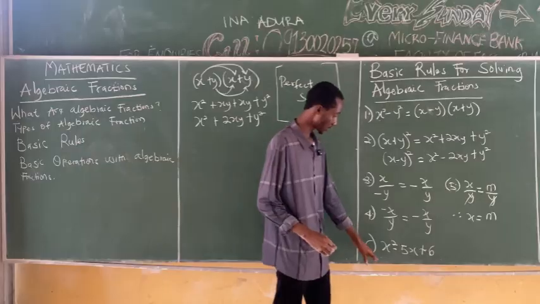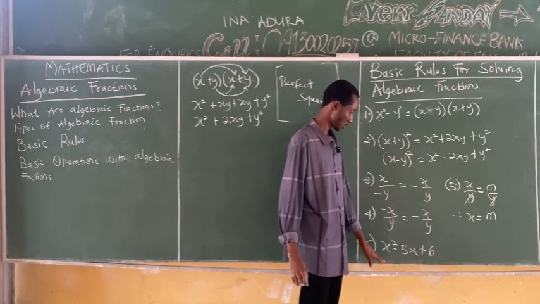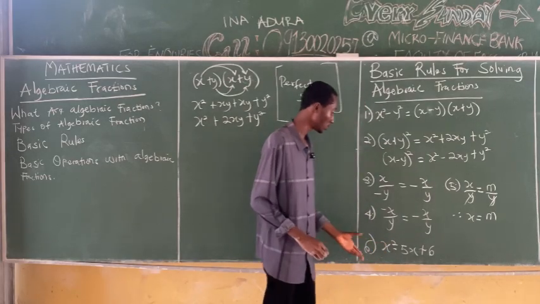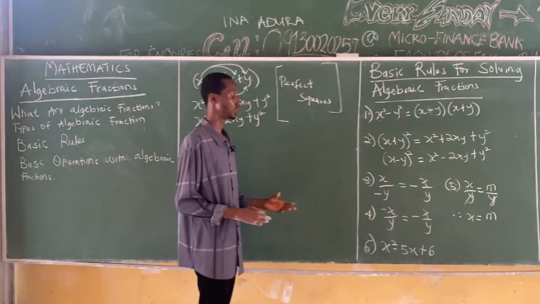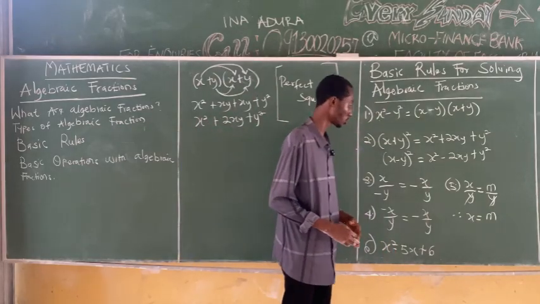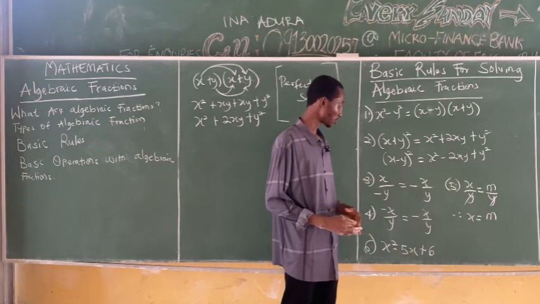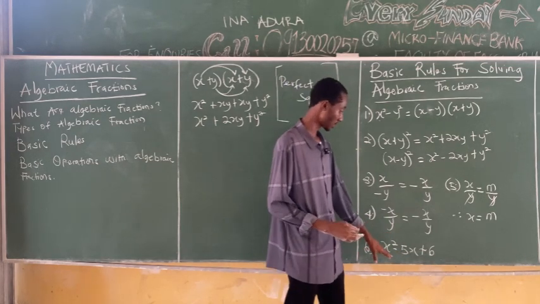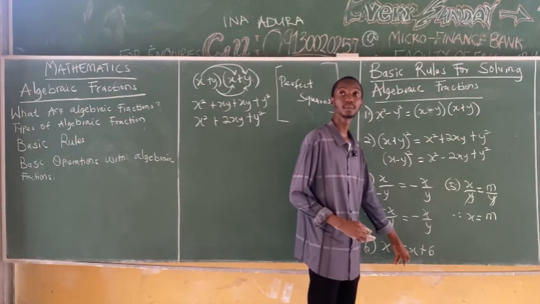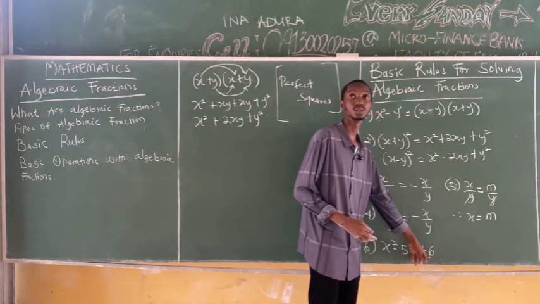The sixth one here says x squared minus 5x plus 6. This is a quadratic equation. A quadratic equation is an equation in which the highest power of the unknown is 2. If you have a quadratic equation like this, what should come to your mind is to factorize it. When it comes to factorization, you find two numbers that when you add them together give you the middle term, and when you multiply them it gives you the constant, which is c.